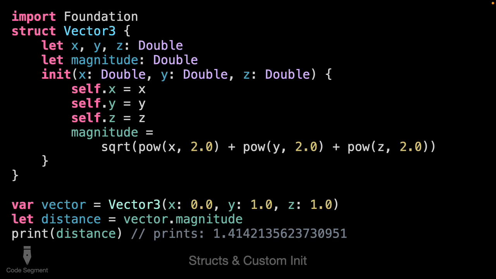That's helpful if you ever have work that you need to do inside of the initializer, or if the way that information gets passed into your struct is not necessarily in the same format that you're storing information in the struct.